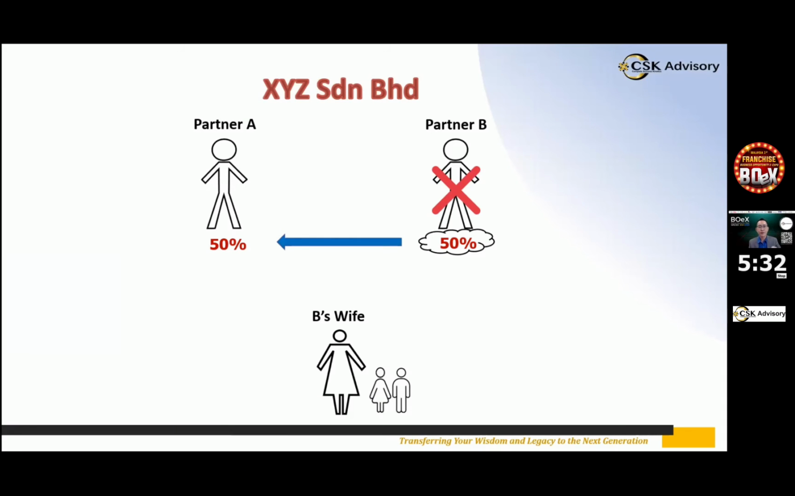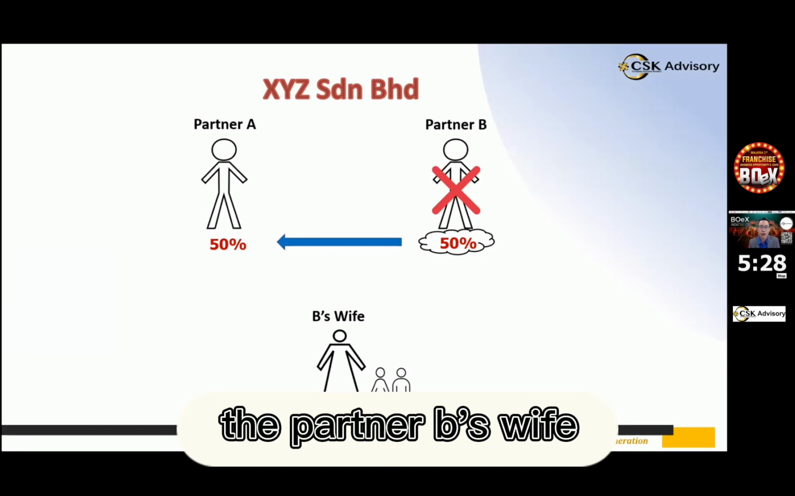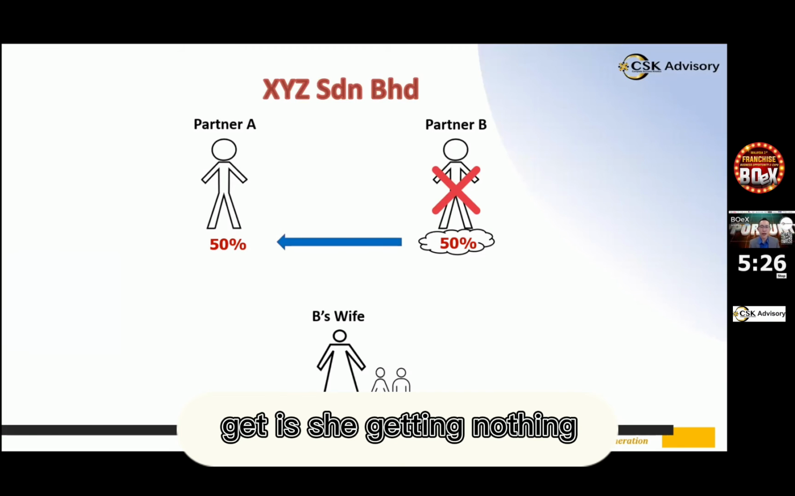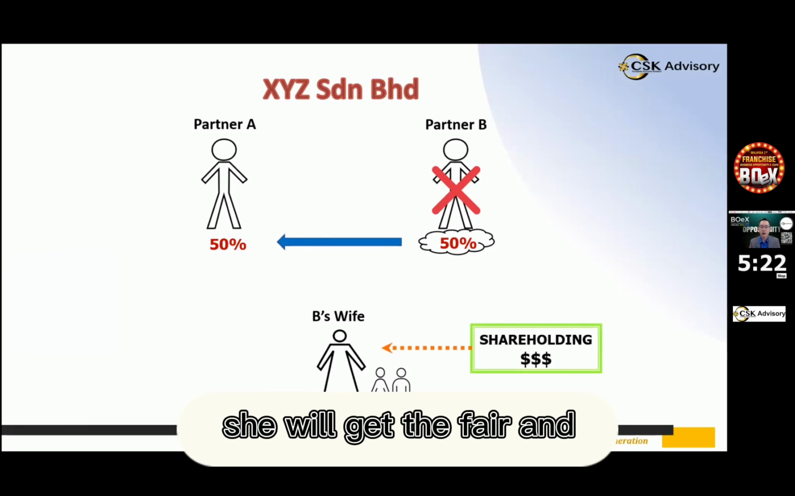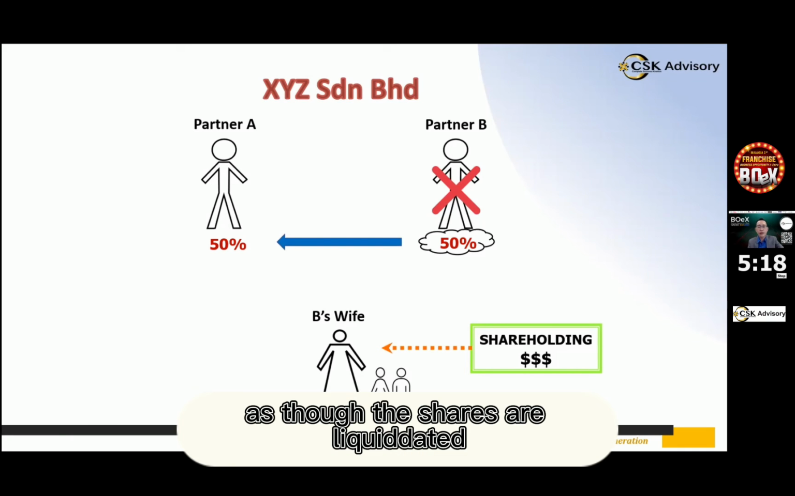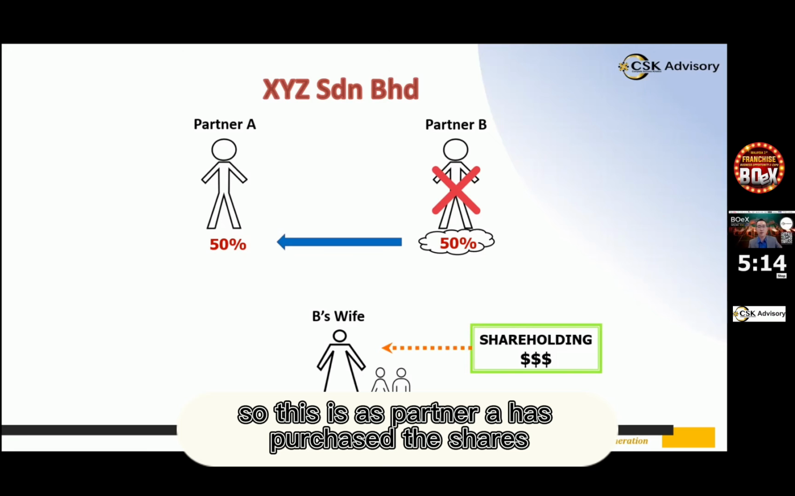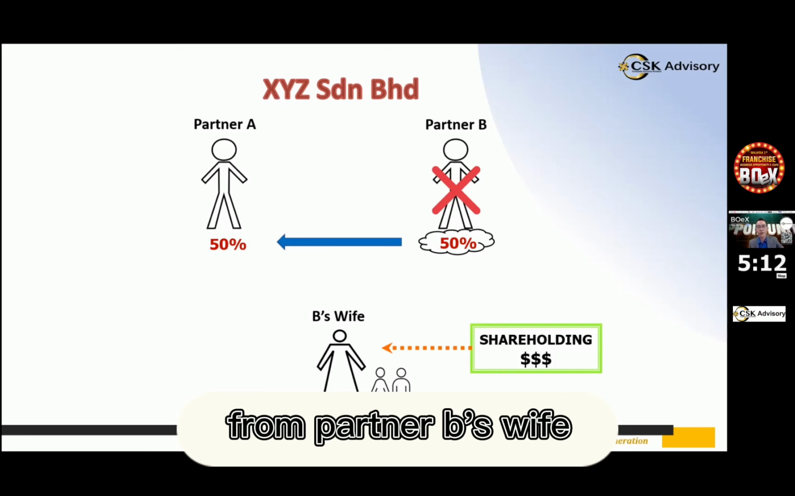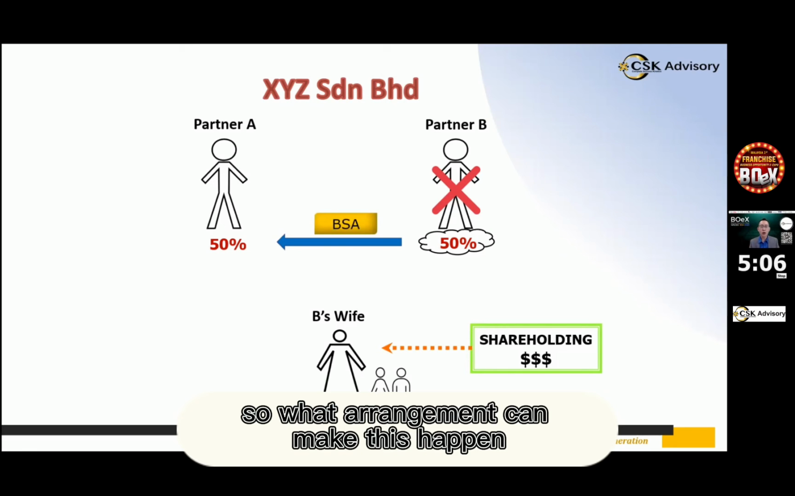And of course, now the next big question, what will partner B's wife get? Is she getting nothing? No, she's going to get something. She will get the fair and pre-agreed value of the shareholding as though the shares are liquidated. So this is as though partner A purchased the shares from partner B's wife, and partner A pays the wife that amount. So what arrangement can make this happen?